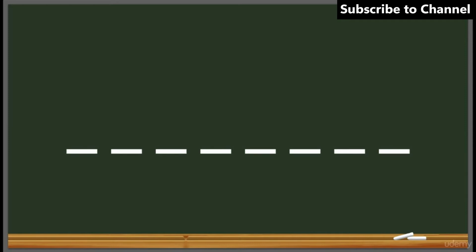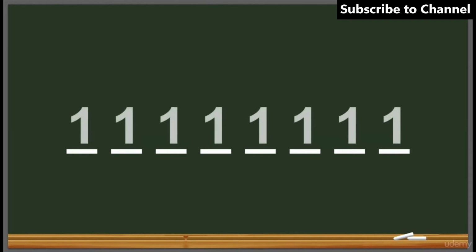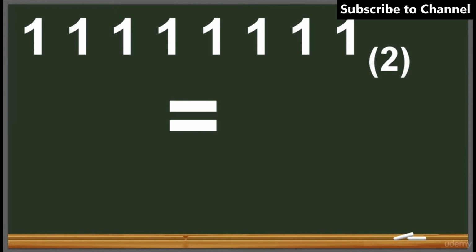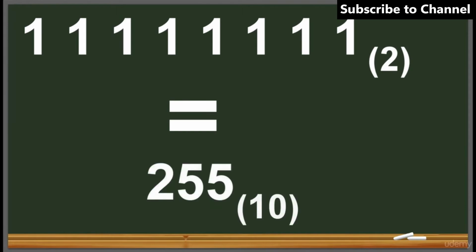We have place to write 8 zeros or ones. Naturally, a 1 represents a higher value than a 0, so if we want to write the highest possible number, we will fill all the places with ones. When we convert this number from binary to decimal format, we will get the number 255.